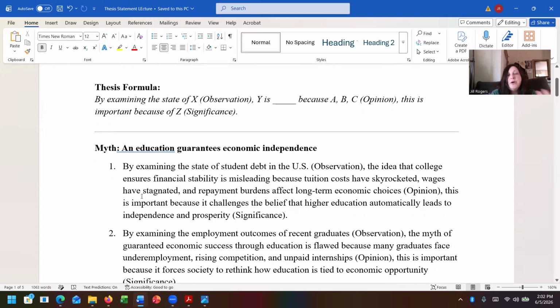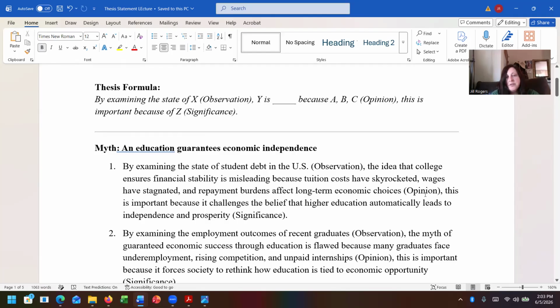Okay, so we are actually exploring all these topics in our class. So the first one is about education. The myth that we talked about is college education actually guarantees economic independence. Okay, so let's take a look at our example one. It says, by examining the state of debt in the US, it's the observation, the idea that college ensures financial stability is misleading because A, because B, because C. Okay, and our A is tuition costs have skyrocketed, wages have stagnated, and repayment burdens affect long-term economic choices.